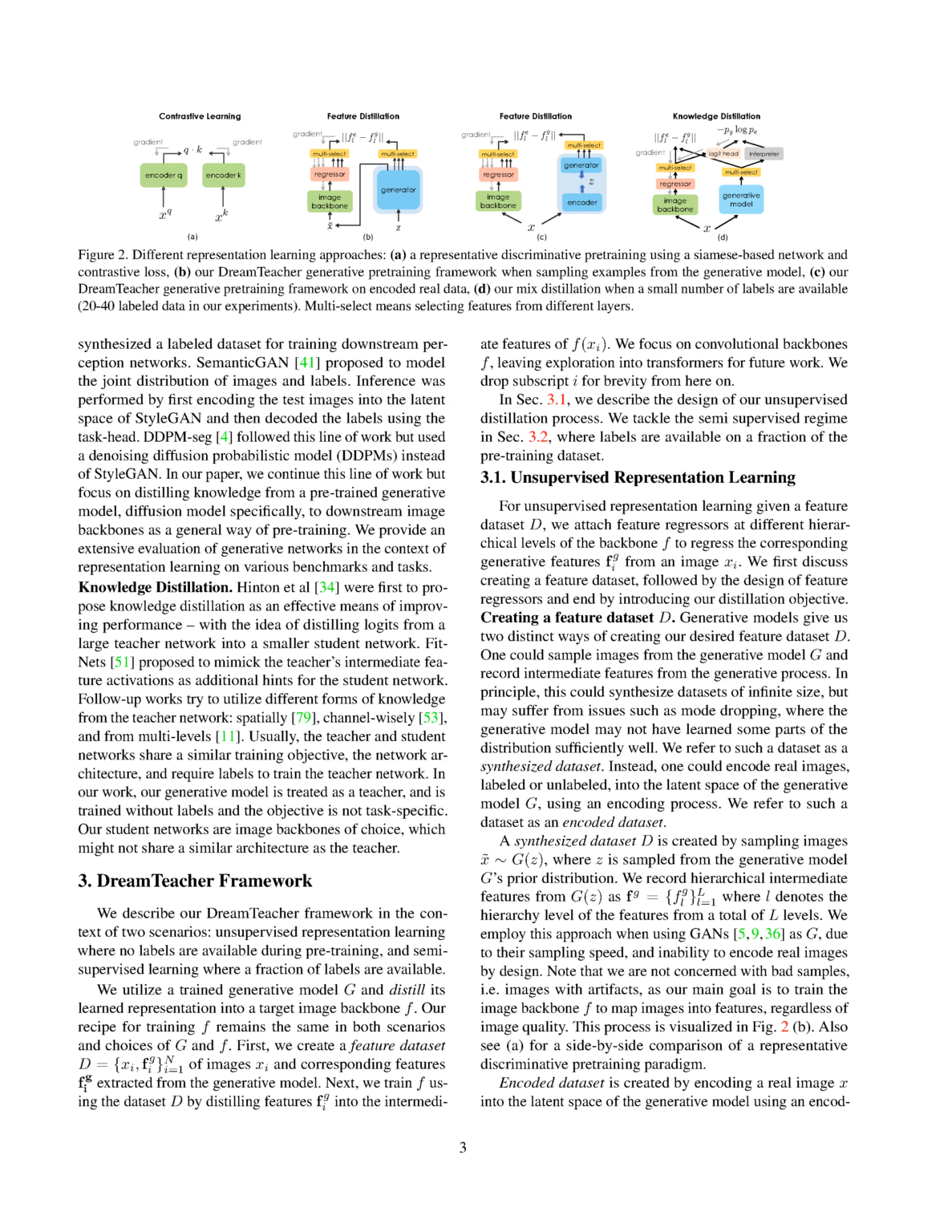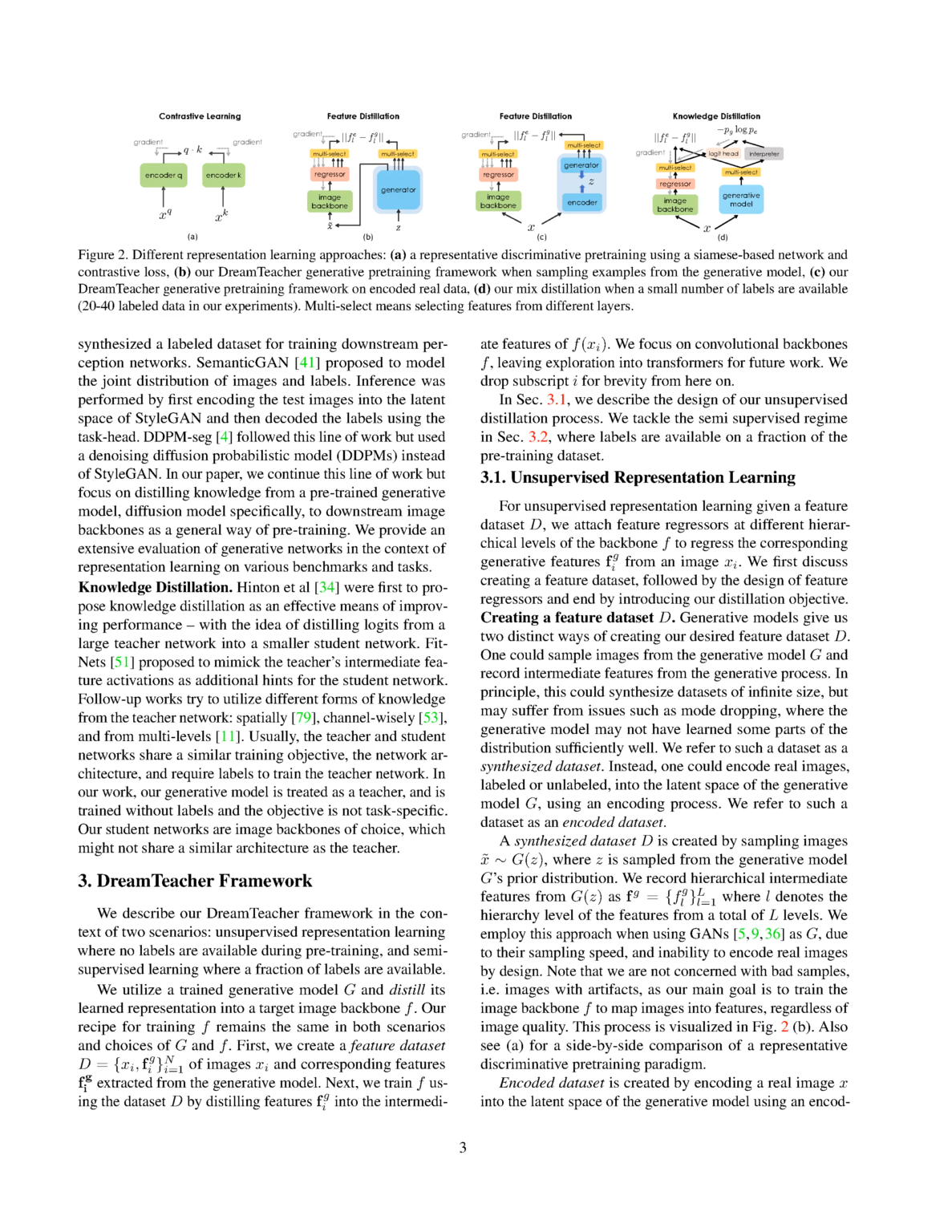Section summary. In the related work, previous methods for representation learning relied on handcrafted pretext tasks or contrastive representation learning. Some methods focused on generative representation learning, leveraging generative models for recognition tasks. Knowledge distillation has also been used to improve performance by transferring knowledge from a large teacher network to a smaller student network. In this paper, the authors propose distilling knowledge from a pre-trained generative model to downstream image backbones as a general way of pre-training, without requiring labels or a task-specific objective.